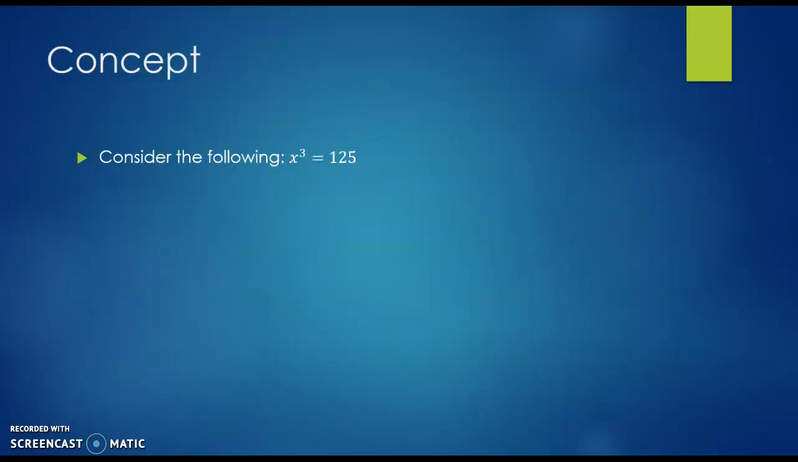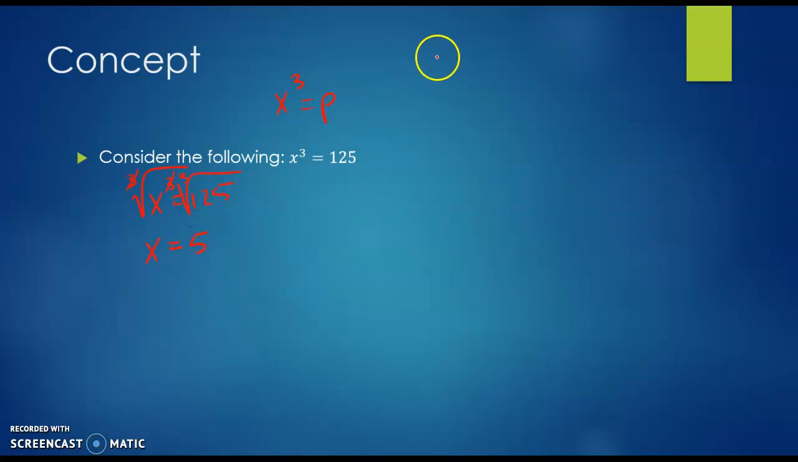Continuing on. Solving cubed equations is very similar to when we were solving square roots. We've got to do that inverse, and so the inverse operation to any x cubed equals p is to cube root both the left and the right side. And so then I'm left with x equals the cube root of 125, which is 5.